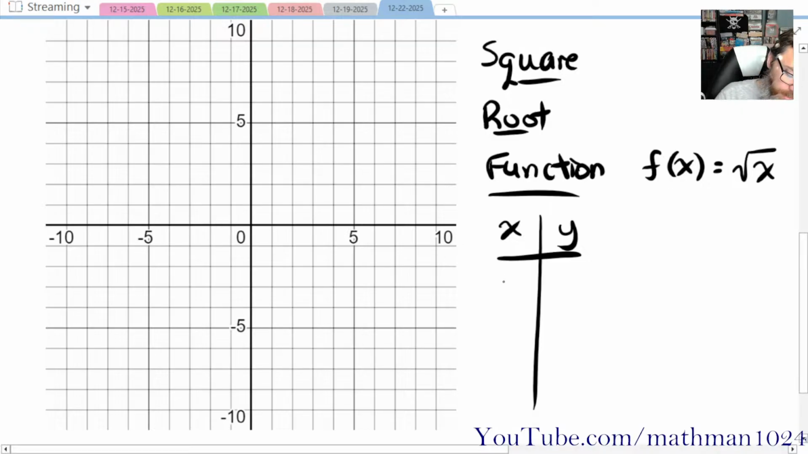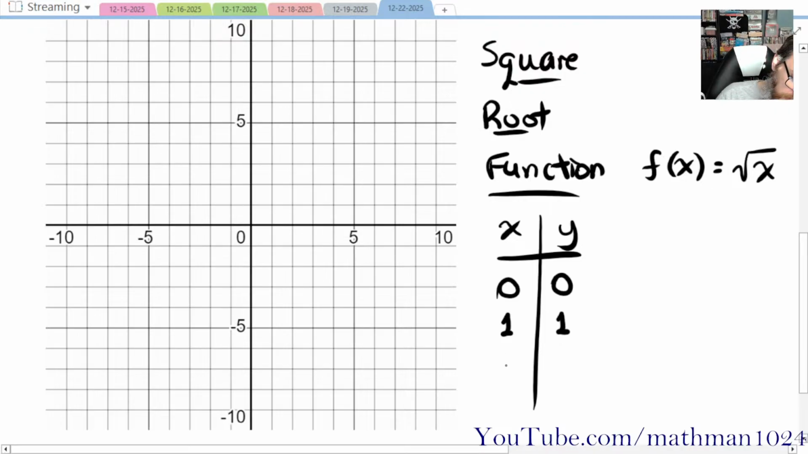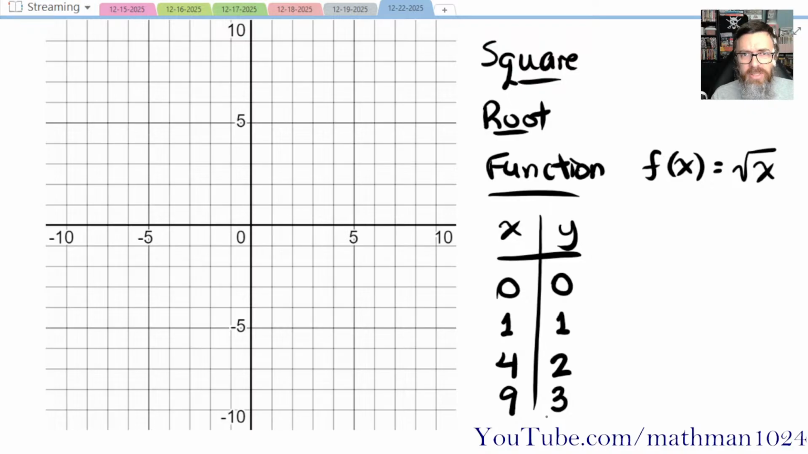If I plug in 0, square root of 0 is 0, no big deal. Plug in 1, square root of 1 is 1. Now I don't want to plug in 2, because the square root of 2 is not a nice number. But the next nice number to plug into the square root function is 4, because that's a perfect square, and the square root of 4 is 2. And then the next good number is 9, because the square root of 9 is 3. Now, a lot of times students try to plug in 6. I'm like, okay, what's the square root of 6? It's not 3.